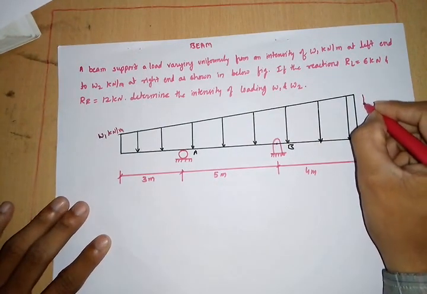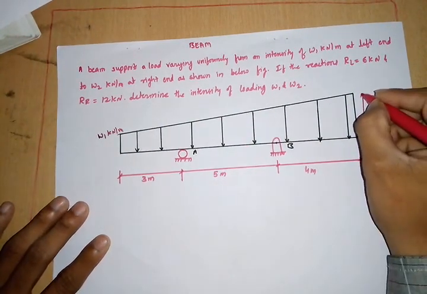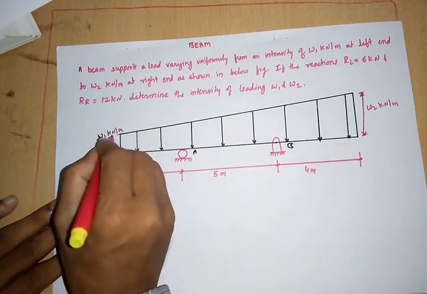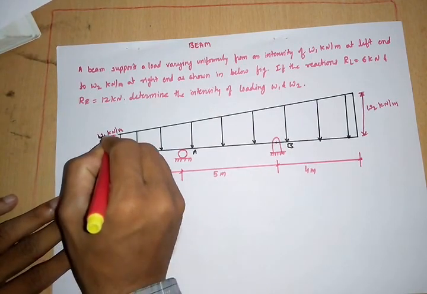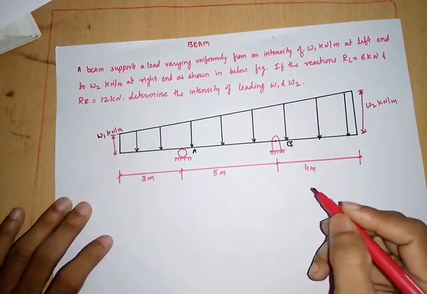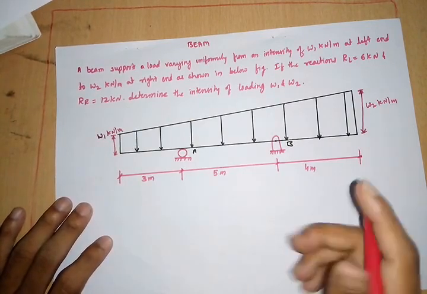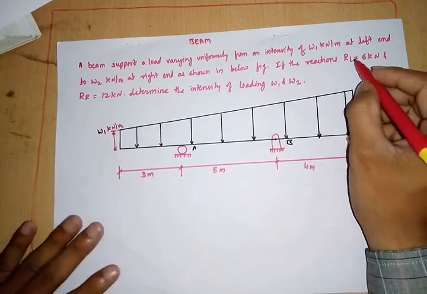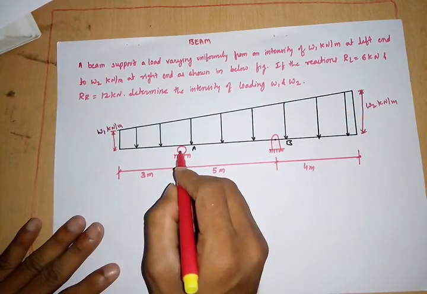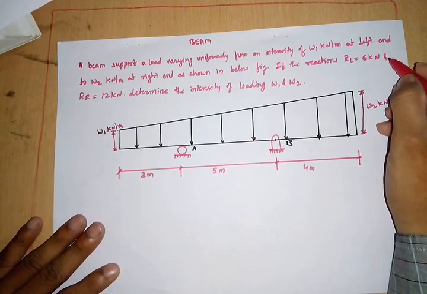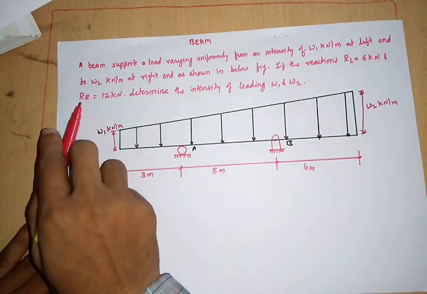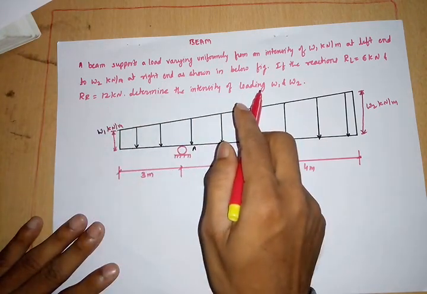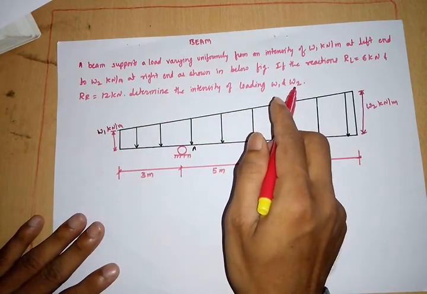So the right hand is this one. From here to here it is W2 kilonewton per meter, and from here to here it is W1 kilonewton per meter. If the reaction RL, the reaction at the left end, is 6 kilonewton and RR, the reaction at the right side, is 12 kilonewton, determine the intensity of loading W1 and W2.